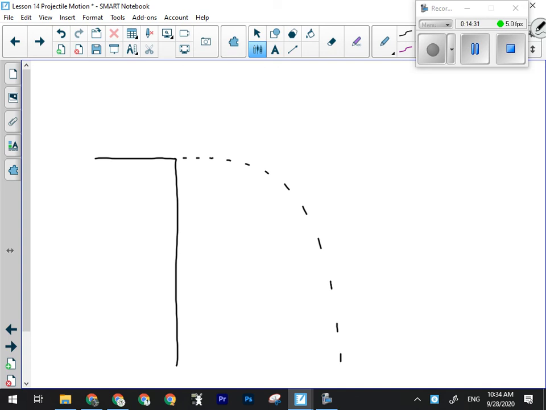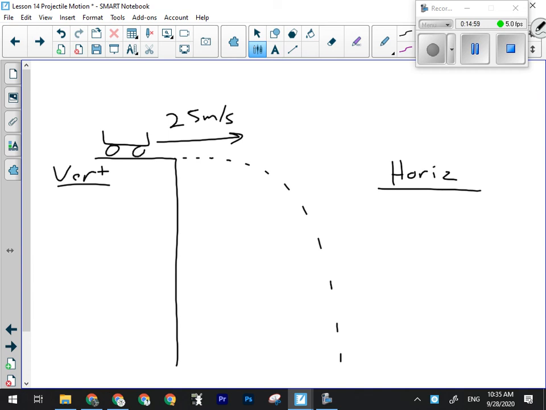So if I had a car, I can't draw, that's my car, drives off a cliff at, let's say, 25 meters per second. What are some things that I could write down as givens for my vertical and horizontal components? Well, that's called gravitational force and gravitational acceleration. So vertically I could say this thing is accelerating at 9.81 meters per second squared down. What else do I know?